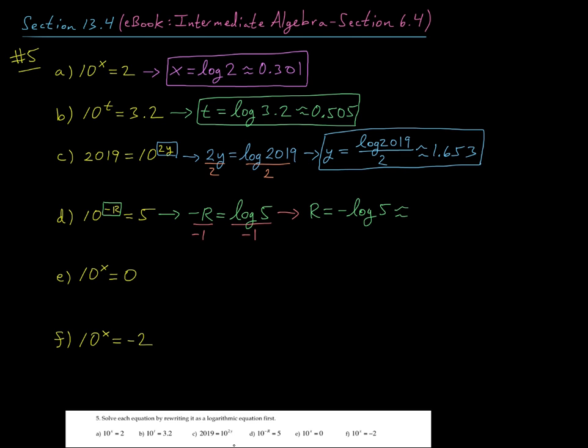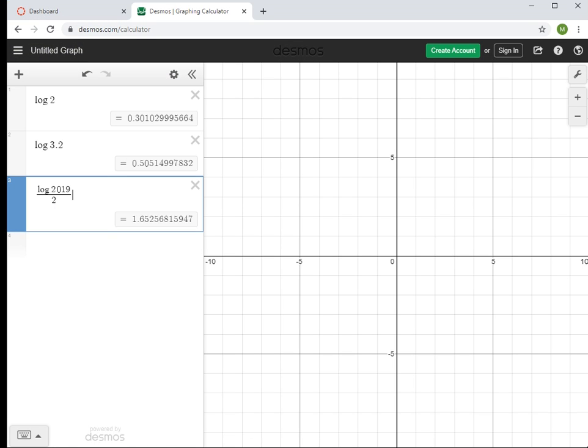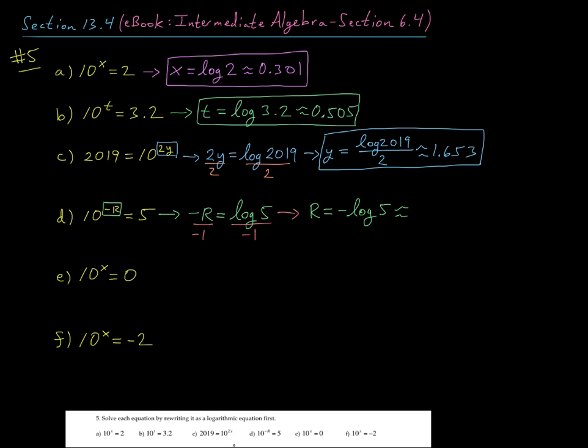All right, and so go ahead and put that in, minus log 5, and we get about -0.699 if we round to the nearest thousandth, so -0.699 there would be our approximate solution. All right, and so then how about E?